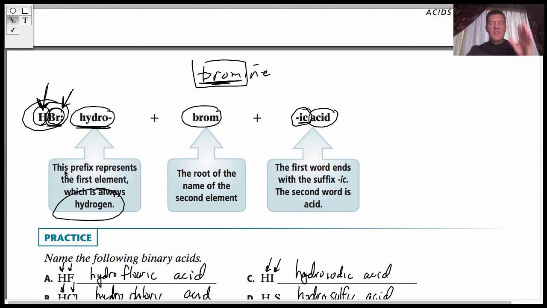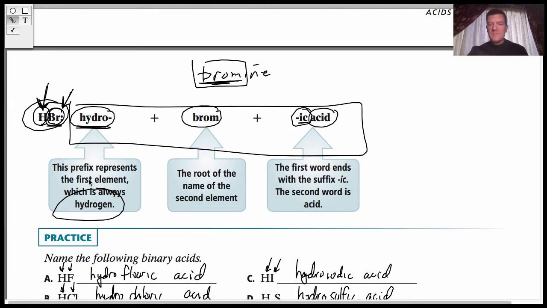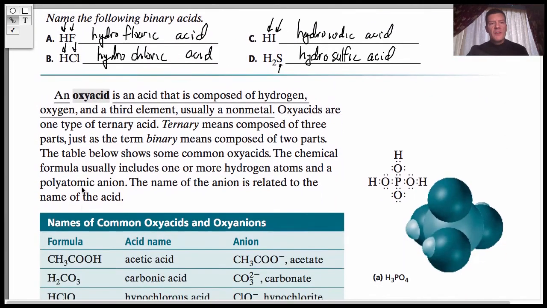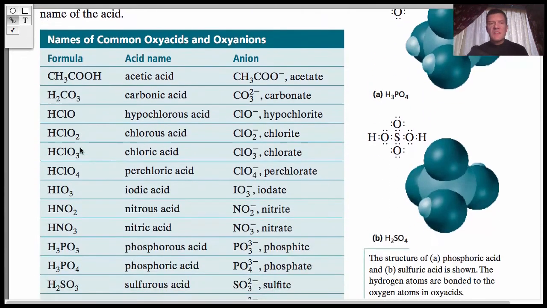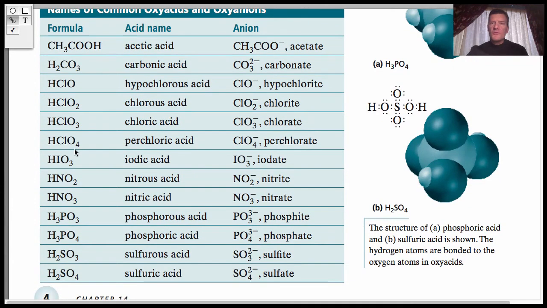Okay? I want you to know how to name binary acids. Just two elements, hydrogen and then a nonmetal, and you have to know this naming process right here. There are other types of acids that would have a third element in it, usually oxygen, and those are called oxyacids. Oxygen, see the OXY there for oxygen. You don't need to know how to name these, but just be familiar with them. You can refer to this chart.